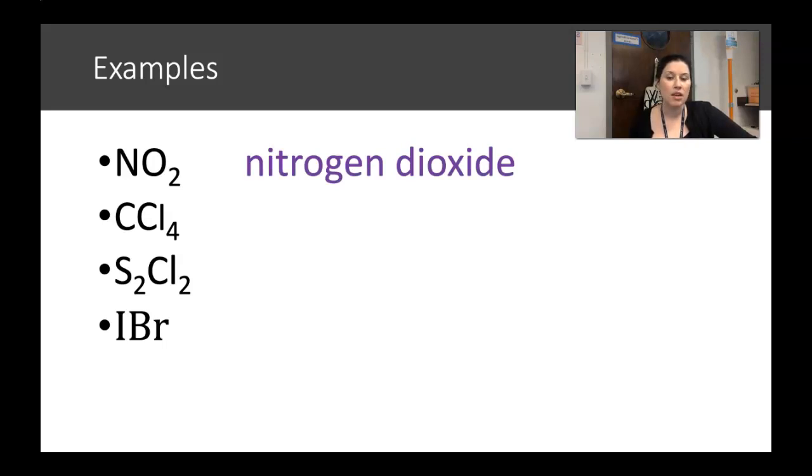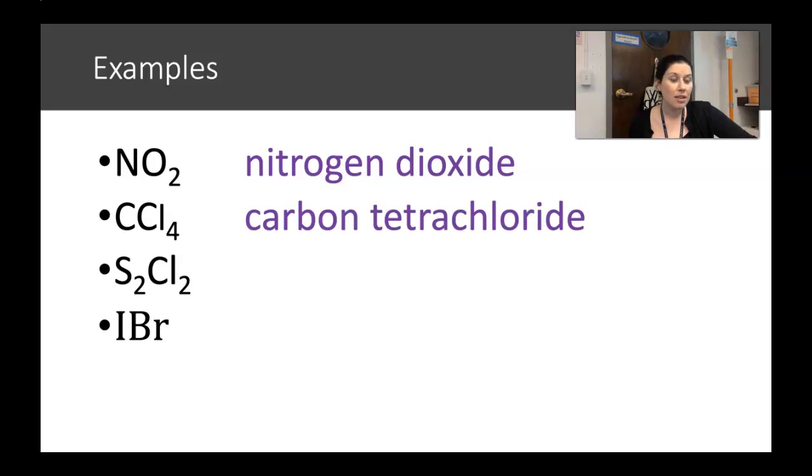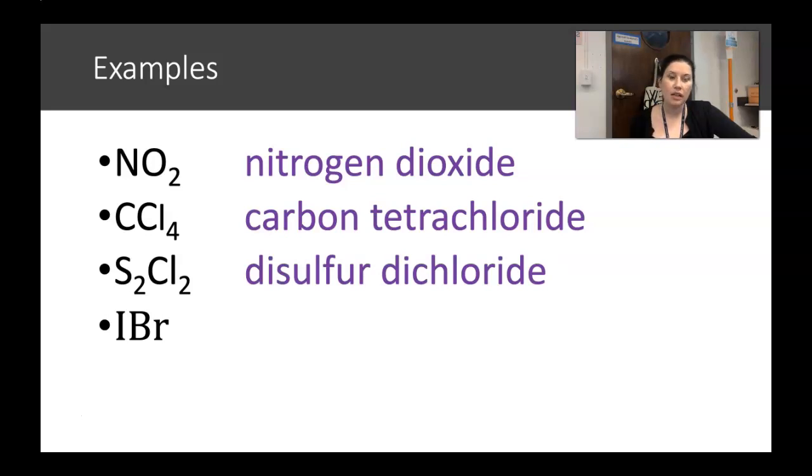All right, take a moment and try the next one, CCl4. Did you say carbon tetrachloride? Make sure you didn't say monocarbon tetrachloride. Remember, no mono on the first element. All right, S2Cl2. I've got 2 of each, so I need the prefix di for each of them. Disulfur dichloride. 2 sulfurs, 2 chlorides.